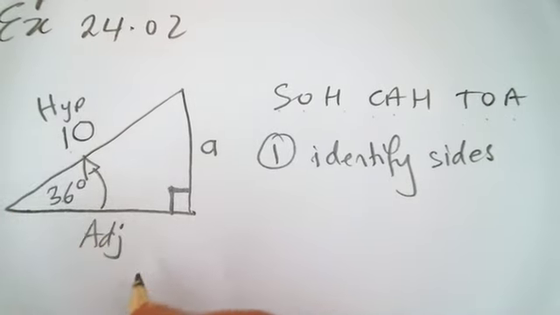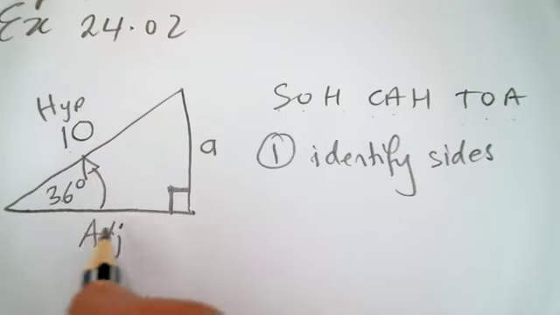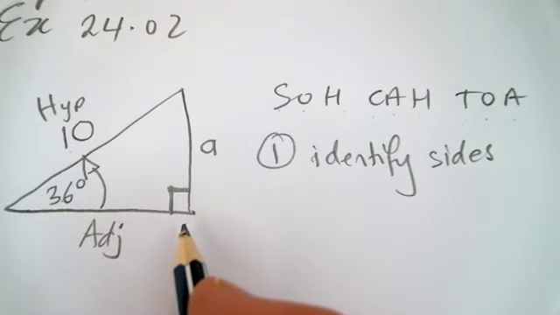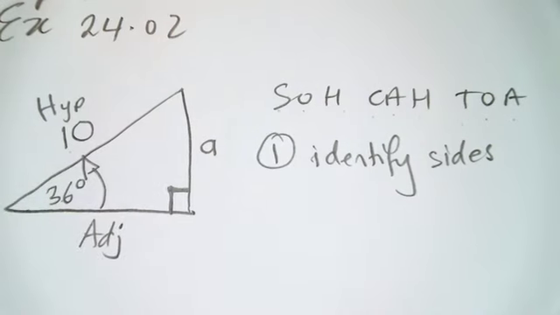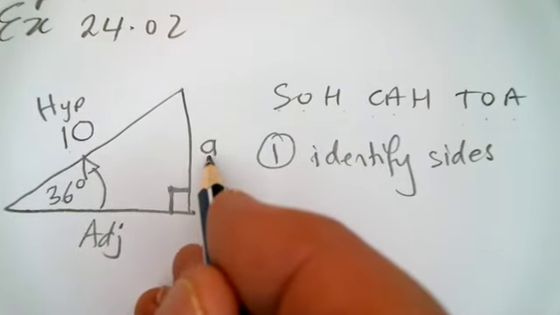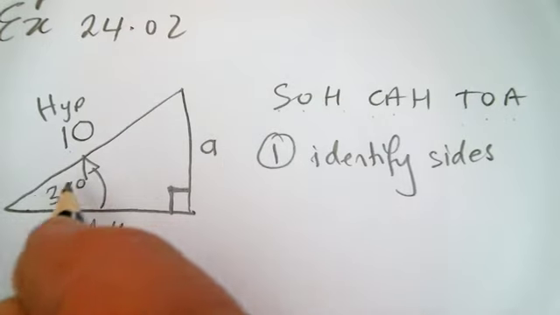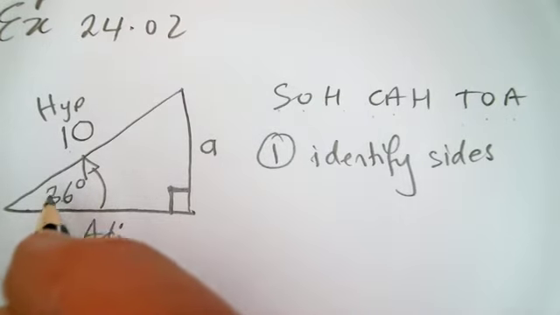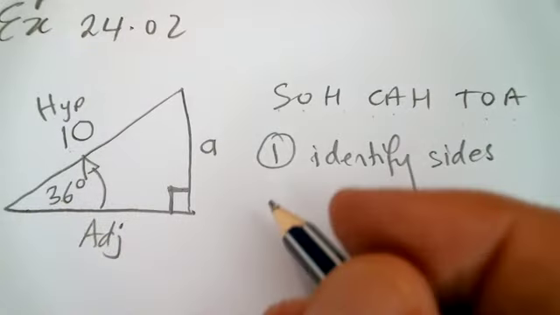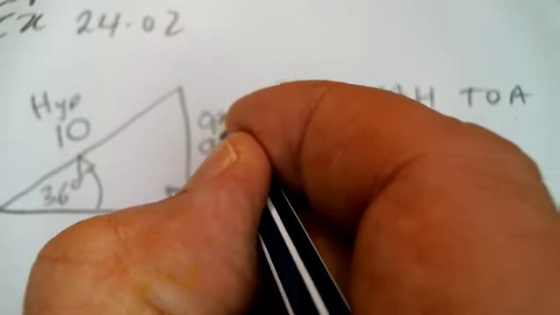Notice in this case, the adjacent has got nothing written here. There's not an A, it's not an X, it's not a number. There's nothing here, which means that we're not really interested in the adjacent at all. We're interested in the side over here called A in this case. And A is opposite the angle which we know. It's opposite the known angle. So we call this the opposite.